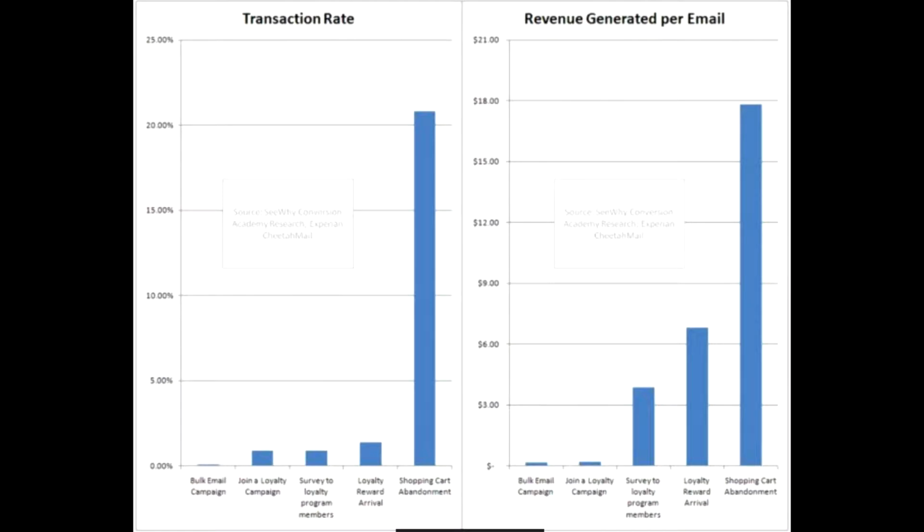Now, let's look at this second image here. So this is revenue generated by email and the transaction rate. On the left, we can see that shopping cart abandoners are our best list by far. It's not even close. It's massively better than any other list we have. And on average, 20% will lead to transactions. So that could, in this case, be a whopping revenue generated by just an email of $18.